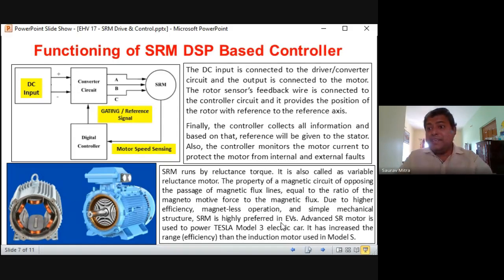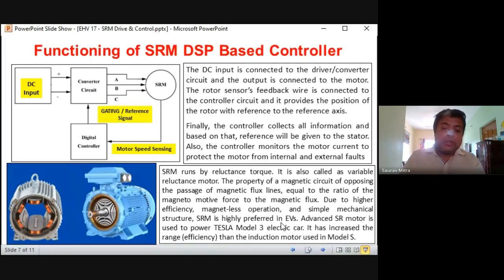Now, why did I send that video yesterday night in the group? A very interesting video of 12 minutes has been posted in the WhatsApp group. Please check that. Now you will understand that thing clearly. It is called a SynRM, not SRM. SRM is switched reluctance motor. That is called a SynRM, and that is used for Tesla 3 vehicles.